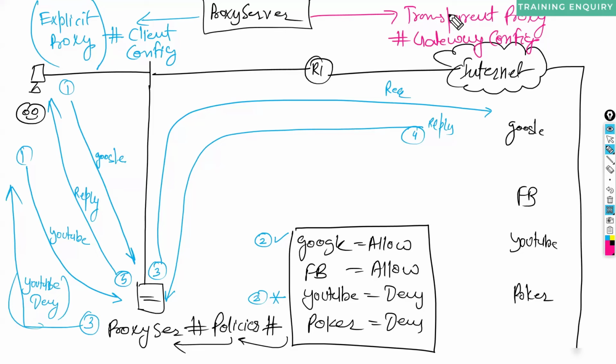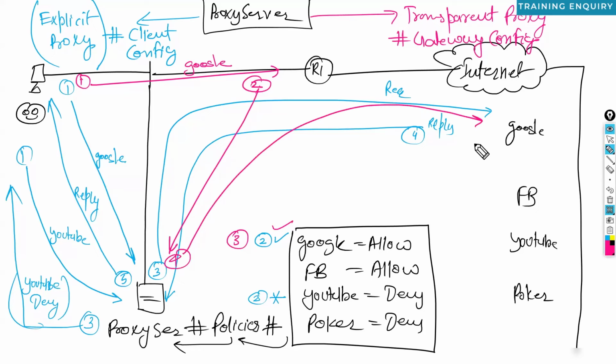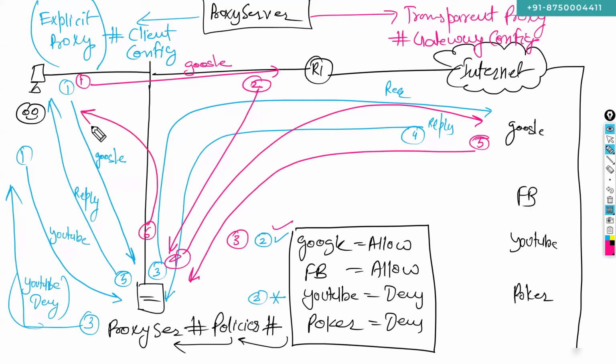But what will happen in transparent proxy? In transparent proxy, the client will give a request to the gateway that I want to communicate with Google. The gateway will give the request to the proxy. The proxy will check, okay, Google is allowed here. When Google is allowed, then the proxy will initiate a request for Google. Then Google will give a reply to the proxy, and the proxy will give the reply to the client in this way.